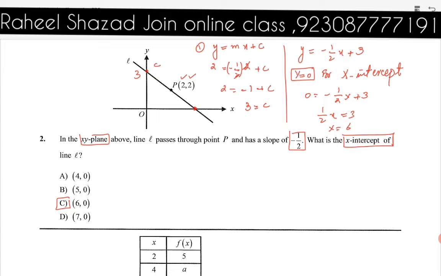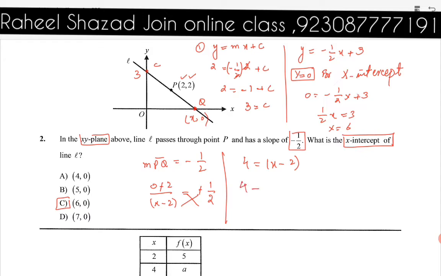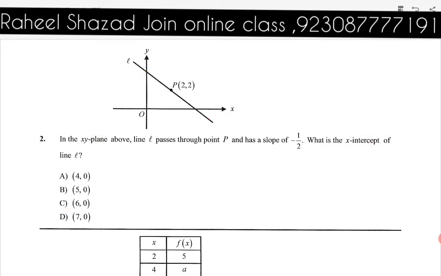That is my answer. For the second approach, you would say this is x, 0. Now this is point P, this is Q. We know that the gradient of PQ is equal to minus 1 by 2. So you could do 0 minus 2 divided by x minus 2 is equal to minus 1 by 2. When you do cross multiplication, it goes like 4 is equal to x minus 2, right? So 4 plus 2 is equal to x, 6. So this is another approach that you can use for finding the solution.